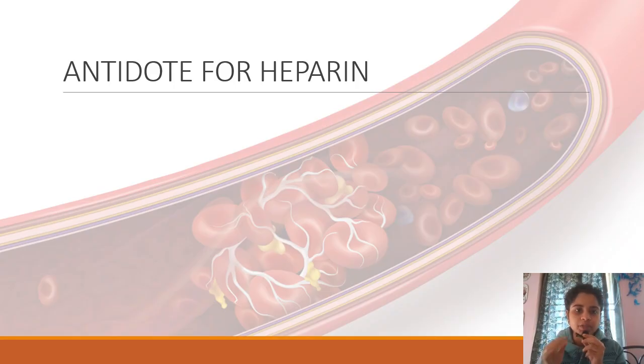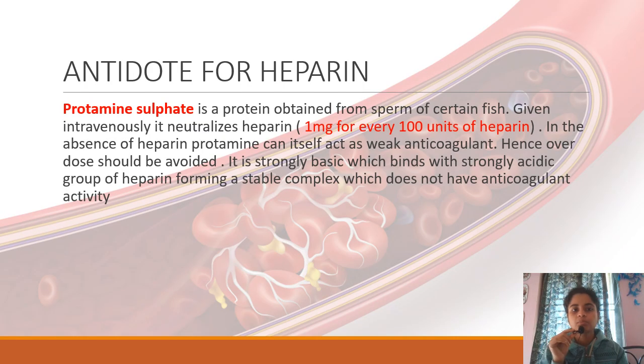Coming to the antidote of heparin, for LMWH there are no antidotes, whereas for heparin the antidote is protamine sulfate. Protamine sulfate is a protein obtained from the sperm of a particular fish, and it is given intravenously and neutralizes heparin. 1 mg of protamine sulfate is enough to neutralize 100 units of heparin. In the absence of heparin, protamine can itself act as a weak anticoagulant. So you should be cautious while giving protamine.